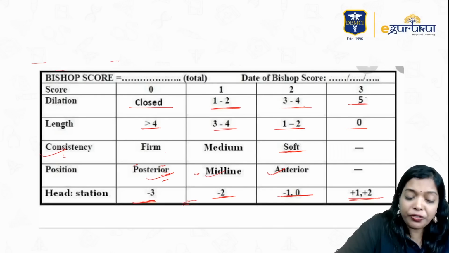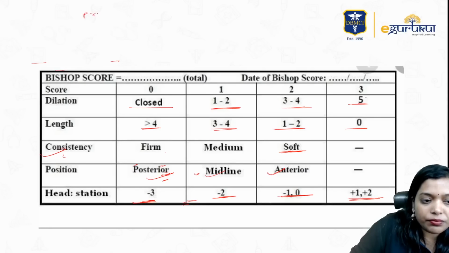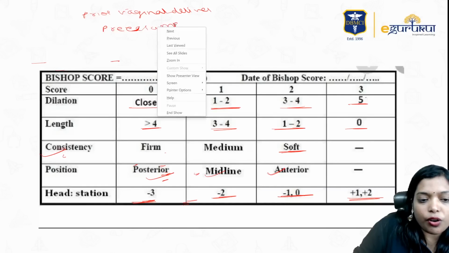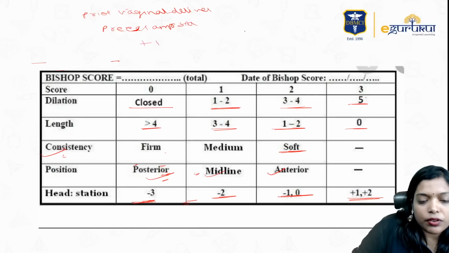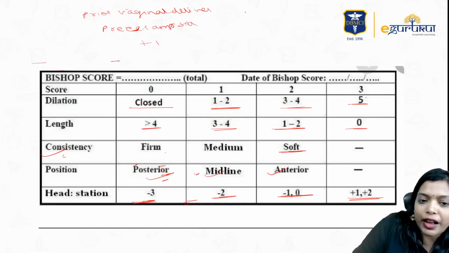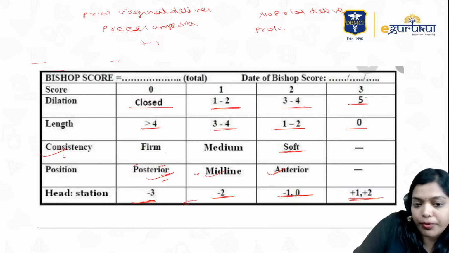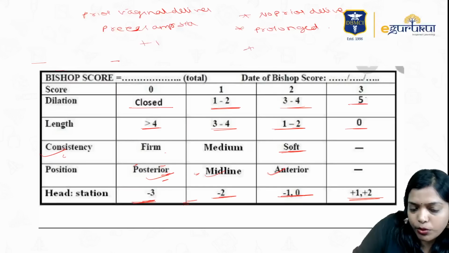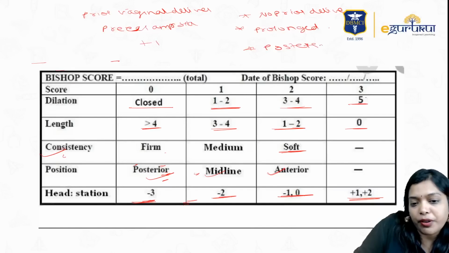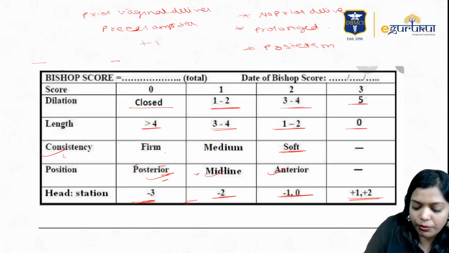If they're having any prior vaginal delivery or preeclampsia, then you have to give a score of +1. If they're having no prior delivery, if they're having prolonged rupture of membranes, or if it is a postterm pregnancy, you have to decrease one number from the score. You have to decrease one number from the score, right? So this is something new which is added to the modified Bishop score, right?